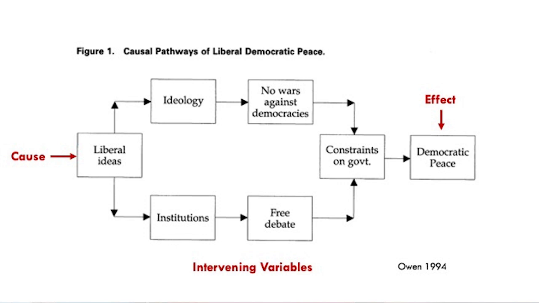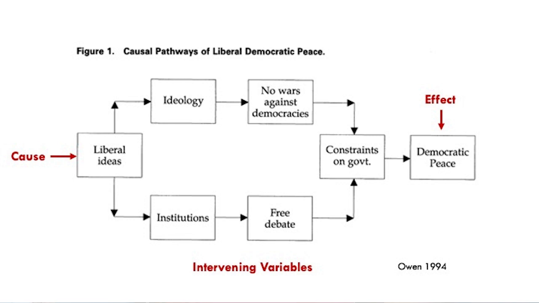For example, let's look at the theory of the democratic peace. This is the rare empirical truth in political science. No two democracies have ever gone to war with each other. The cause, two democracies, and the effect, peace, are clear. But no one really understands how democracy leads to peace.